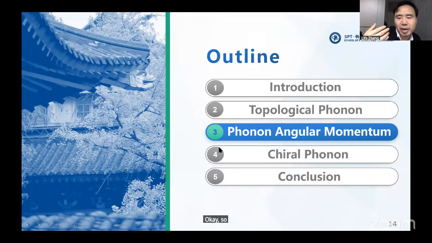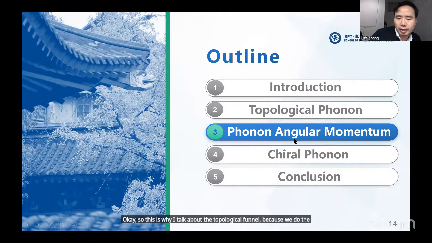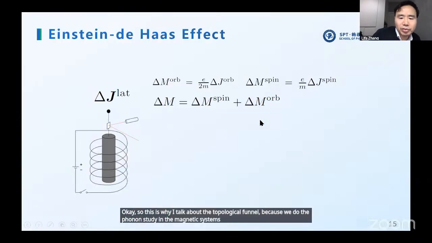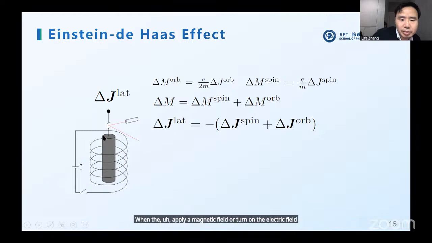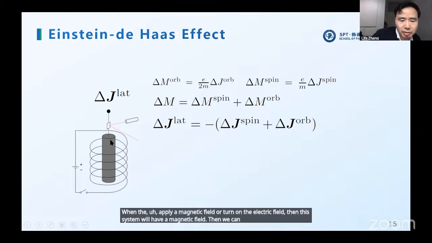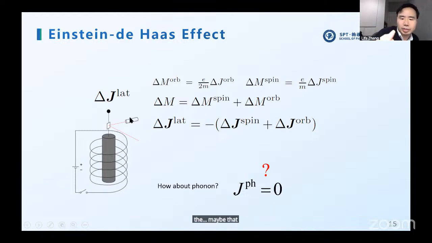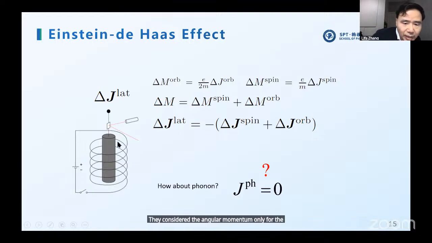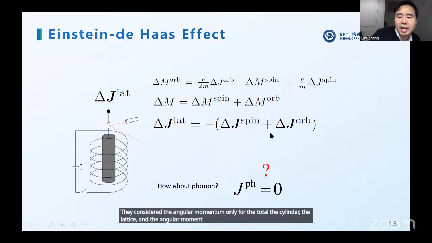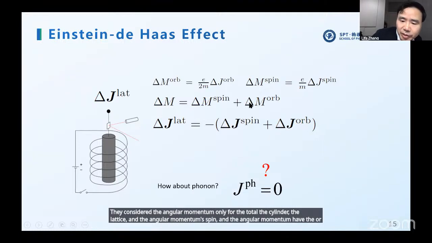Okay, so this is why I talk about the topological phonon, because we study phonons in magnetic systems. In the magnetic system, we have another effect, the Einstein-de Haas effect. When you apply a magnetic field or turn on the electric field, the system will have a magnetization, and then we can find some rotation of the cylinder. Here the aim is to measure the ratio between the magnetization and the angular momentum. In this system, Einstein and de Haas considered the angular momentum only for the total cylinder, the lattice, the spin angular momentum, and the orbital angular momentum of the electrons.